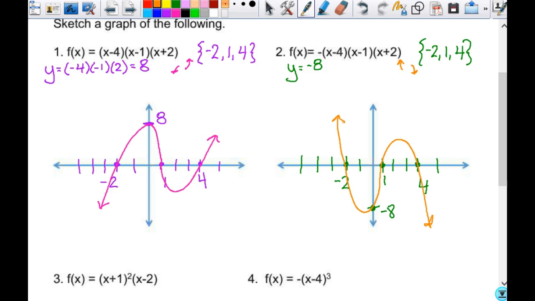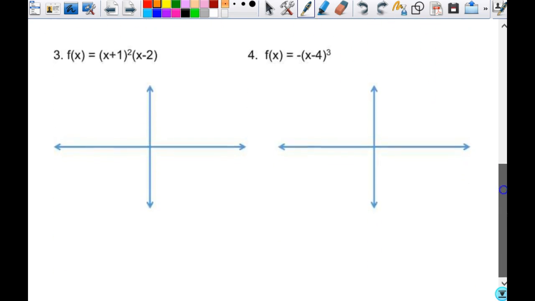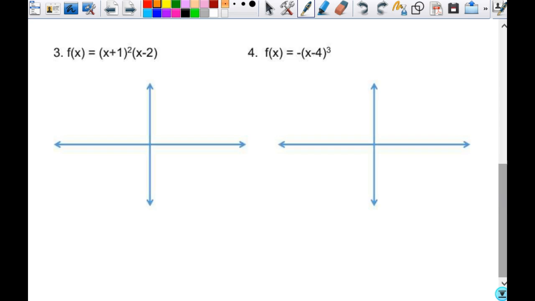We good? Any questions? Okay. Next one. Now, my zeros are what? Negative 1, positive 2. Anything special about either one of them? The squared, which makes this right here a double root.